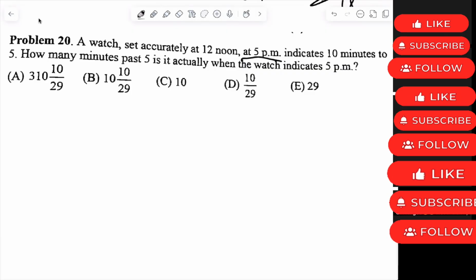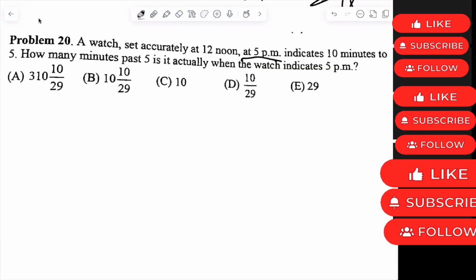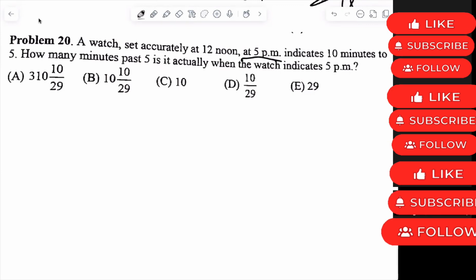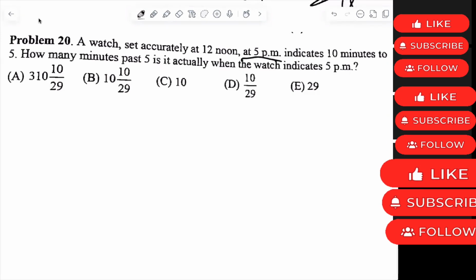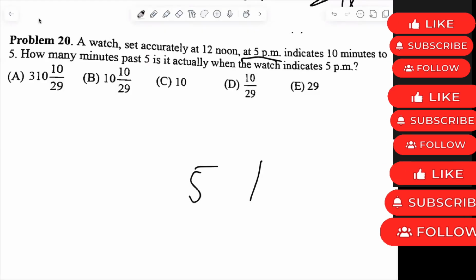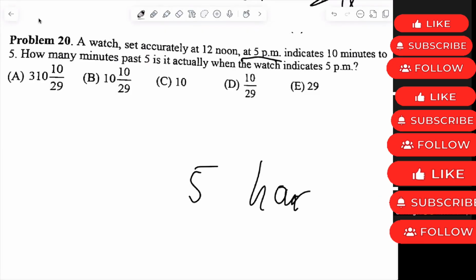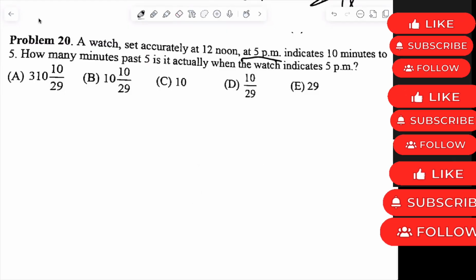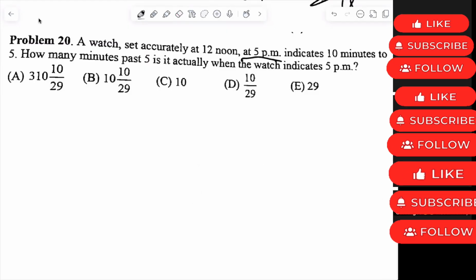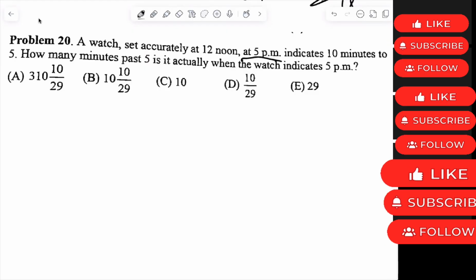Okay, so it's 12 at noon, right? At 5 p.m. it's going to be 10 minutes, all right? What's the distance? Well, it's basically 17 hours, and 12 noon is just 12 hours. So that'll be a total of 5 hours past, and it's going to be 10 minutes. It loses 10 minutes every single time, all right?